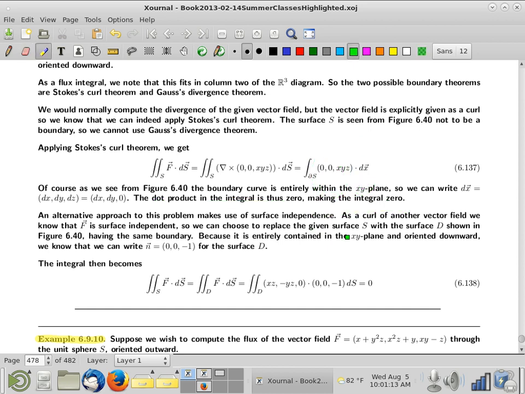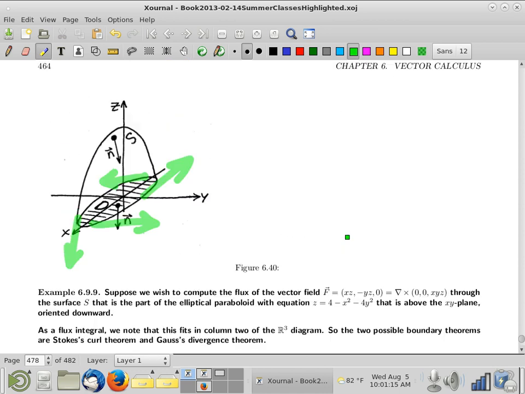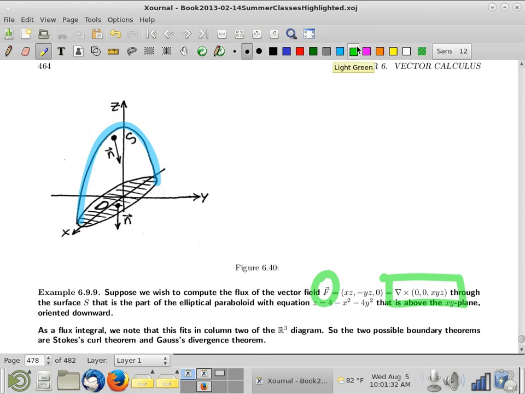Okay. Now, here's an alternative if you don't want to use Stokes' theorem. As soon as you see that the vector field is a curl of another vector field, you can also instantly conclude, oh, this vector field is surface independent. And in fact, this problem might even look familiar. This looks a lot like a surface that we studied back in that previous section, and then subsequently decided that we liked this surface better and made a surface independence argument. And that works fine too. So here's what that looks like.